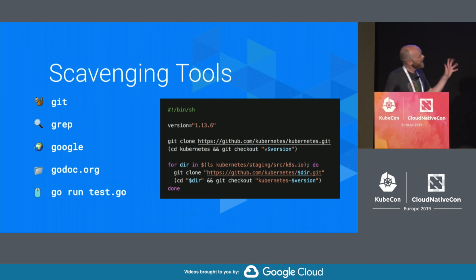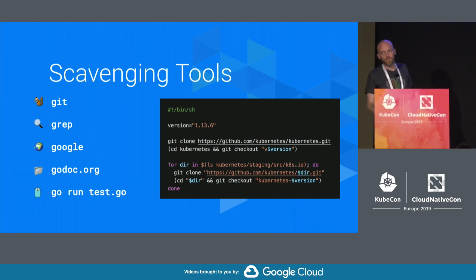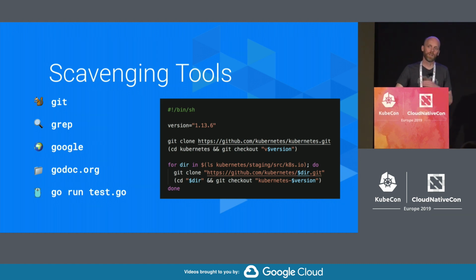Let's see, in the bash on the left, it's a little bit of pseudo script. I don't actually run that often, but when I want to explore the Kubernetes codebase pinned to a specific revision, I'll check out the main repo, and then I'll go through and check out all the staging repos and advance them all to the revision that I want and have a cohesive view of the code that way.